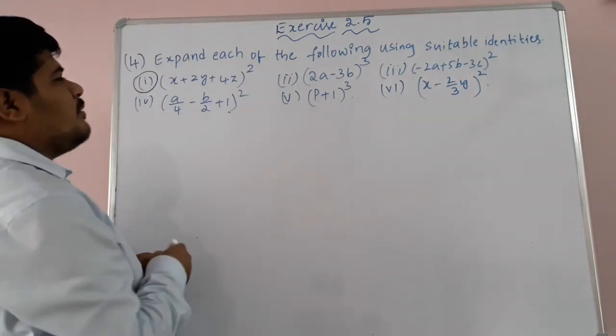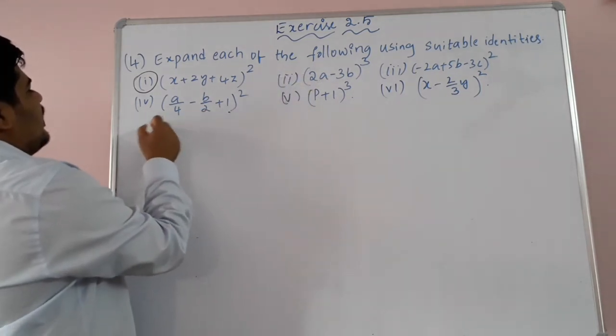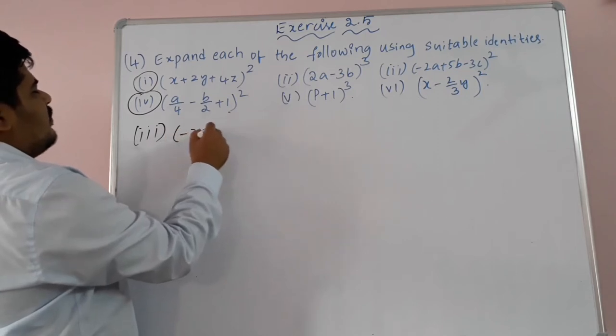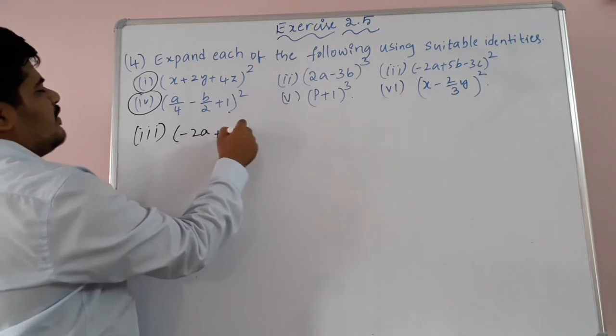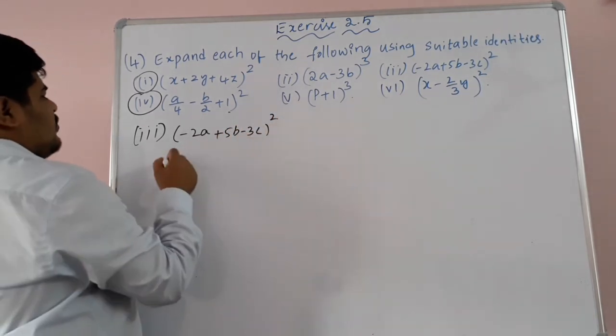Now let's see third problem. First, third and fourth, children, are similar. So let's see third, and first and fourth you can try. So that is second one. Third one is minus 2a plus 5b minus 3c whole square. It has three terms, and we have to use the formula, children.